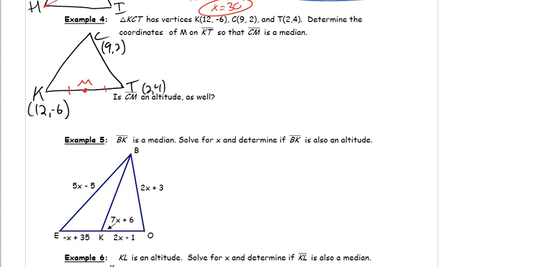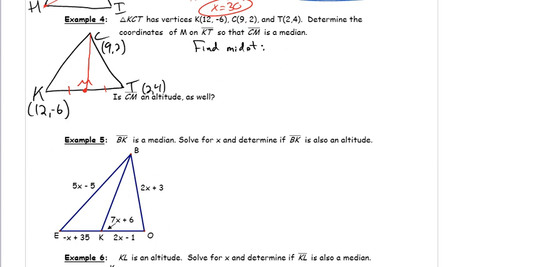Okay, so a little bit tougher problem, but we want to think about what we want to do here. If we want it to be the median, so we want M on there and we want CM as the median, which means this is going to happen there. That means that CM needs to be cutting KT in half. In other words, M has to be the middle, or what we call the midpoint. So we need to find our midpoint.